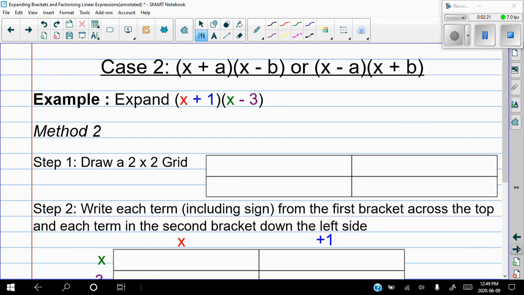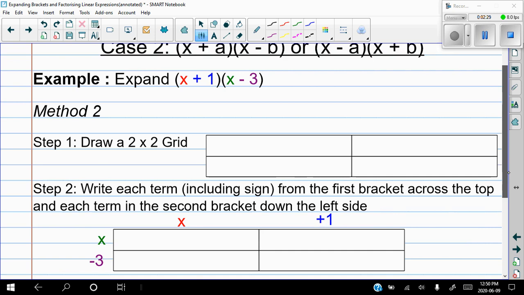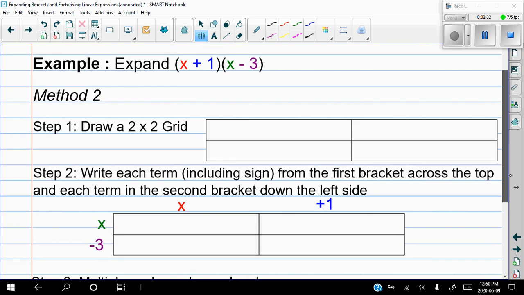So once again, I'm going to show you the kind of grid method, we'll call it. Same exact process that we're going through. So notice our expression is expand x plus 1, x minus 3. So we're going to start off with step 1. We'll draw ourselves our 2 by 2 grid. Step 2, we're going to write each term, including sign.